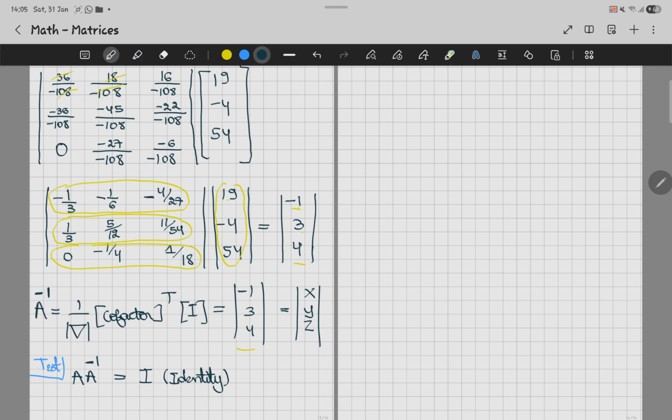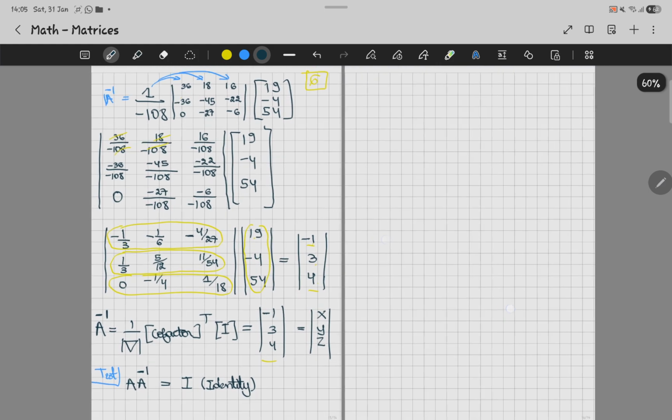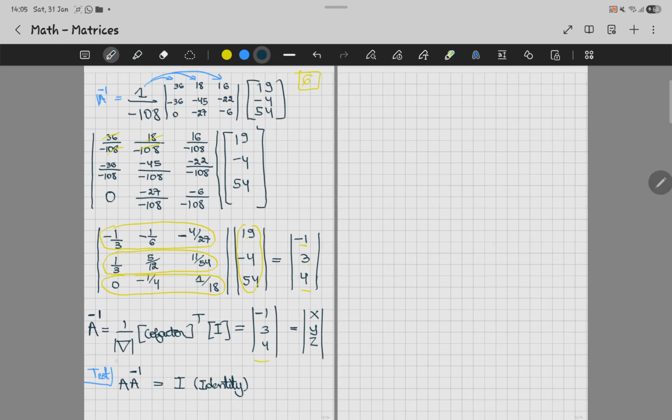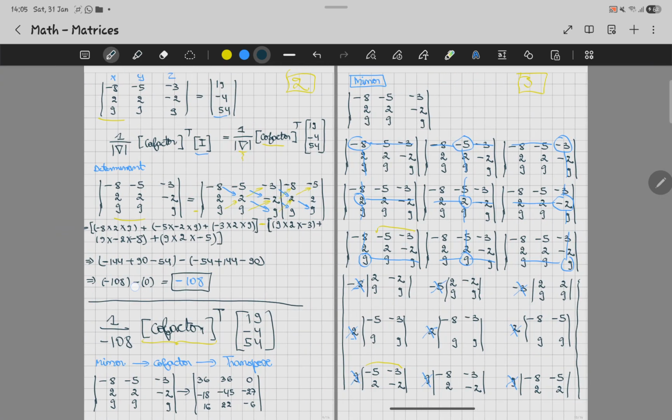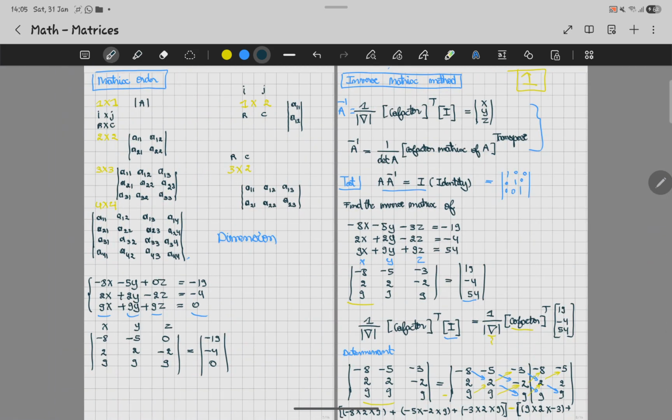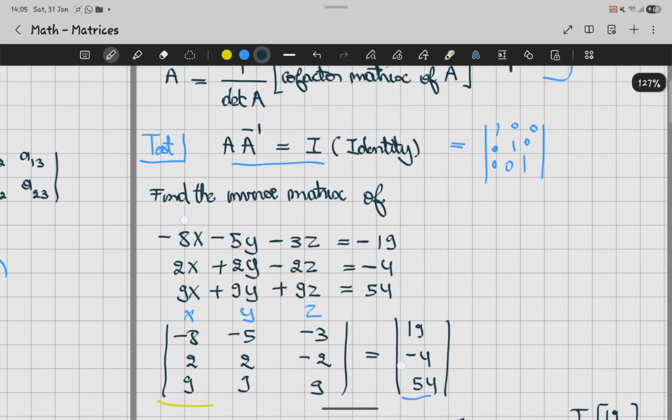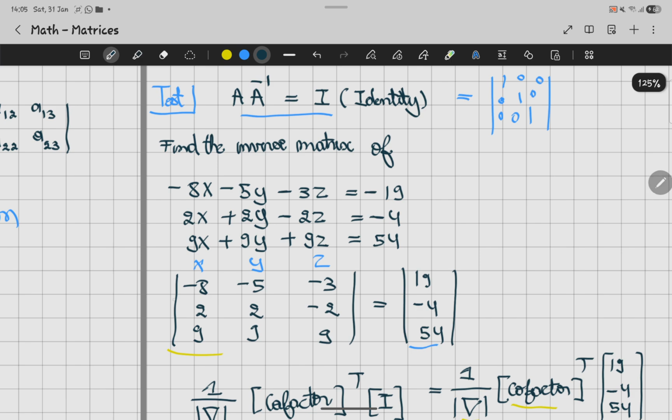For you to know if this is the inverse matrix, if you want to test it out, it will be the answer you got times A. What is A? A is actually the way we started. You see this matrix, so this is actually A. A is actually what you see inside.